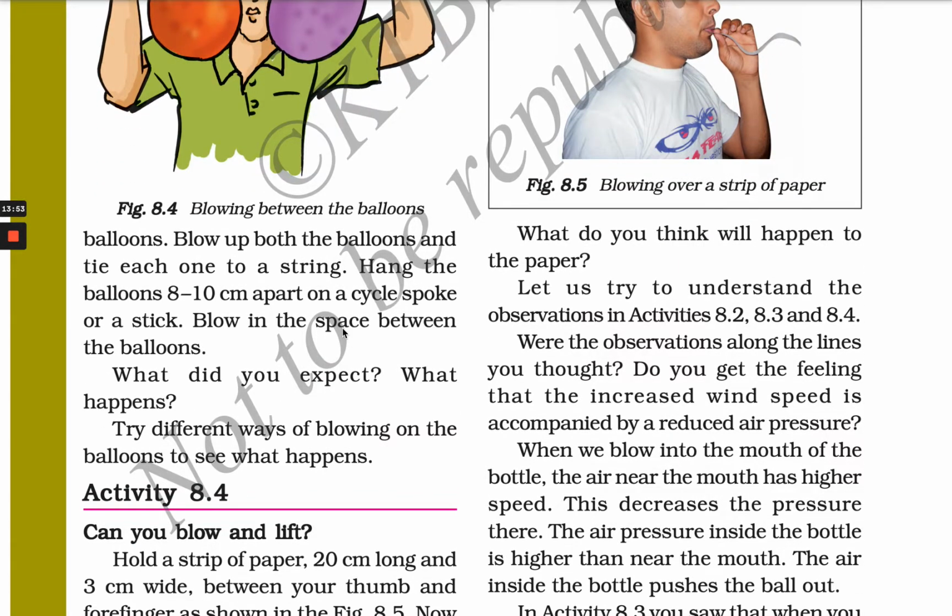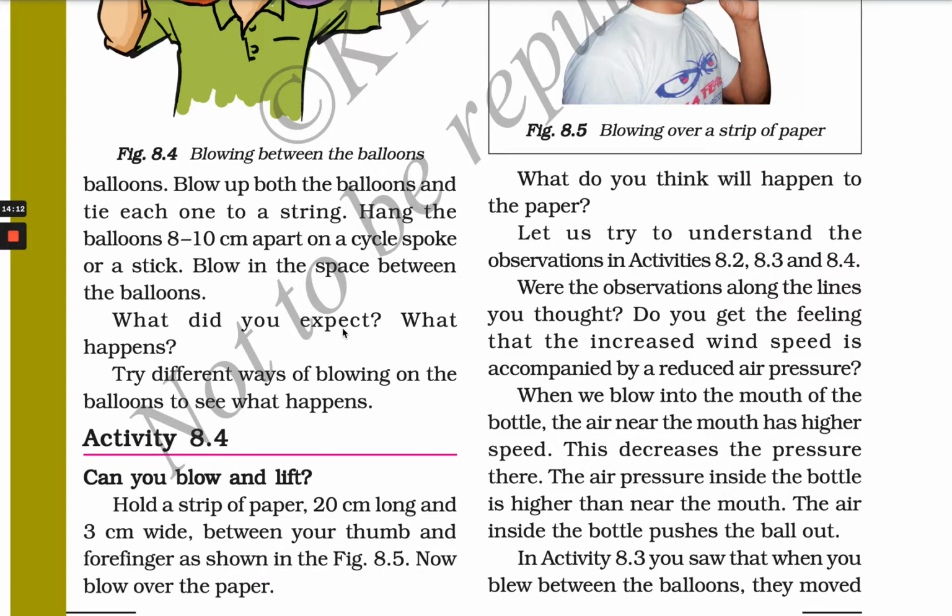So now let us analyze all these activities that we have seen. In activity 8.2, when you blew the crumpled paper ball into the bottle, what happens? The paper hits the wall of the bottle and comes back near the entrance.